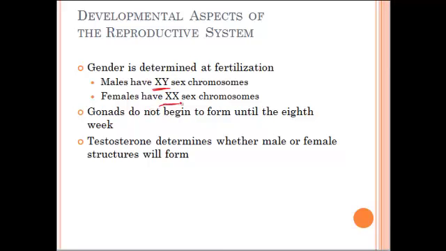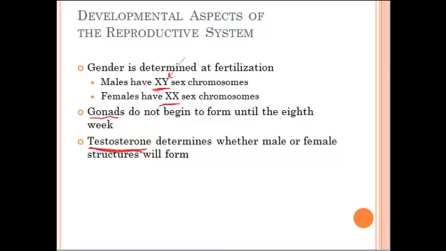So if both mom and dad give you an X chromosome, then you are a female. If you get an X from mom and a Y from dad, so the Y chromosome always is given by dad, then the baby's going to be a male. The gonads don't begin to form until the 8th week, so you can't tell the gender of the baby before that 8th week. And this is maybe a weird way to say this, but the default gender is female. So if there isn't any testosterone produced, then that baby is going to develop as female.